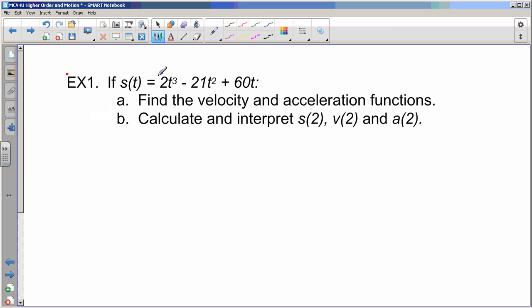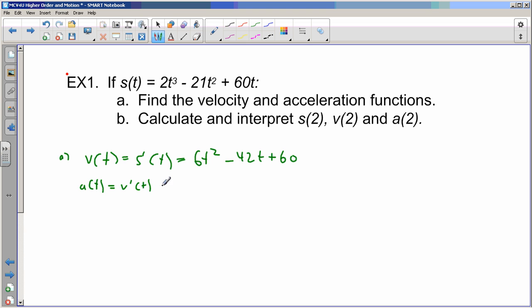Here's an example. So this is a position function. It says find the velocity and acceleration functions. No problem. The velocity is just the first derivative, and I'm just going to write it down there because this one's easy peasy. 6t squared minus 42t plus 60. Good old polynomial functions. No product rule, no quotient rules. Awesome. Acceleration, then, remember, is the derivative of the velocity, or the second derivative of the position. So I just got to take the derivative of that thing, which is, again, easy peasy. We love the polynomial functions. And then calculate and interpret these things.